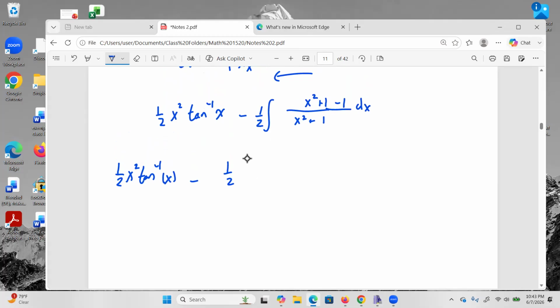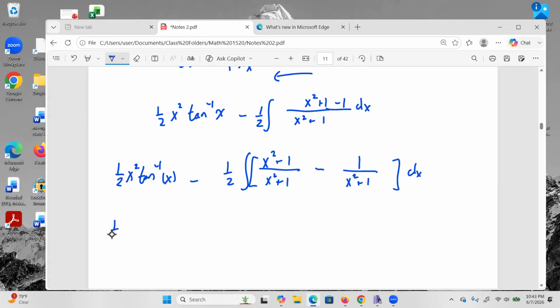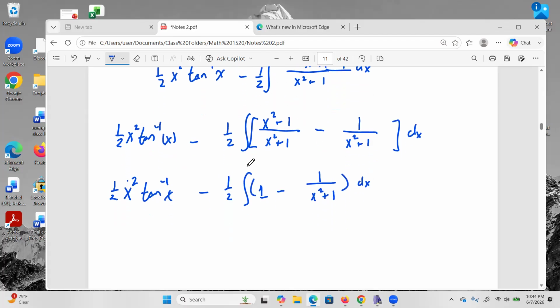And here we're going to break this apart. So we have the integral of x squared plus 1 over x squared plus 1 minus 1 over x squared plus 1. We're allowed to take apart numerators like this. We're not changing the denominator, times our dx. Now look what happens. Our x squared plus 1 over x squared plus 1 cancels. We're just left with 1 here. So one more line down, we have 1 half x squared tangent inverse of x, minus 1 half the integral of 1 minus 1 over x squared plus 1, and then all of this is times dx. That's a much easier integral to work with.